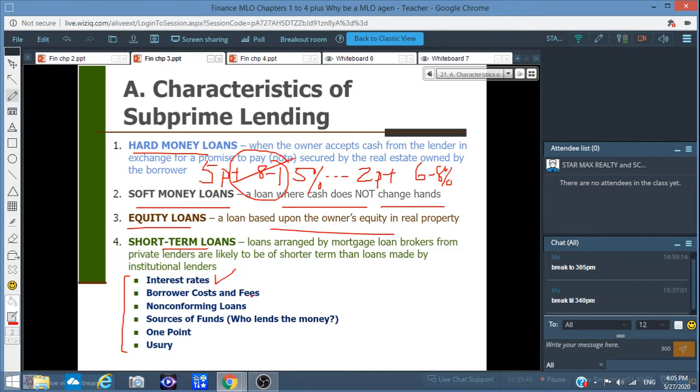Interest rate, 利息. Borrow cost and fee, 你的费用. Non-conforming loans, 不是标准的基本的贷款. Source of fund, who lends the money? Points, 点数. Usury, 高利贷. Anything over 10% is considered usury, 10%以上的话都算高利贷. Alright, so we finish with chapter 3.